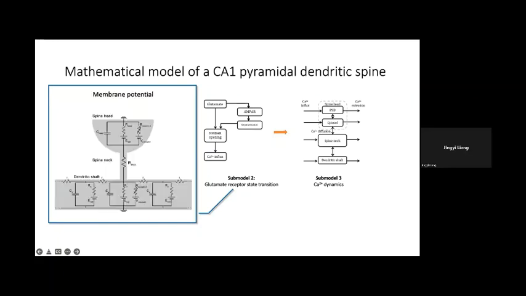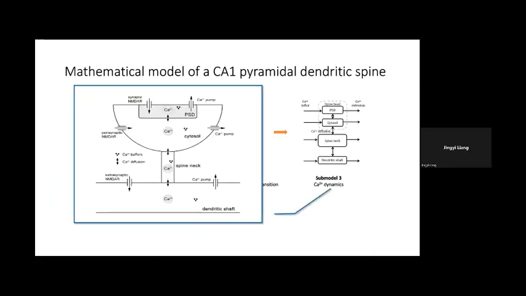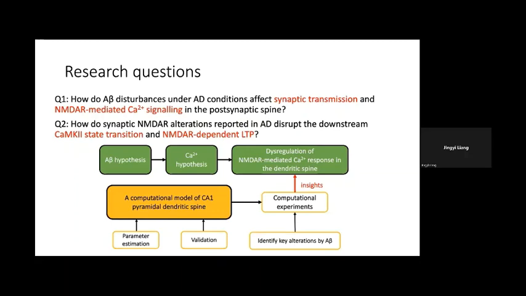So we also have a membrane voltage model built in. This is the last submodel. It is a compartment model of the calcium dynamics. It includes 4 compartment models, which represent a pyramidal dendritic spine and its adjacent dendritic shaft. So once we got the model, we estimated the unknown parameters and validated the model against the experimental data. Then we identified the key parameters which are related to the alterations by amyloid beta.